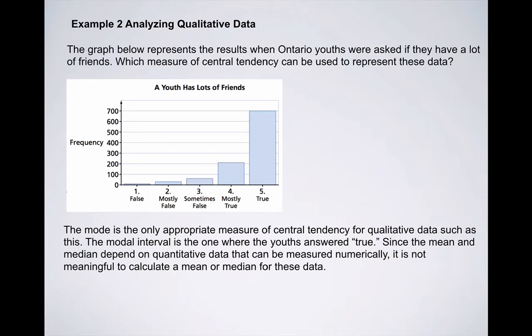And so the mode here would be true, because most of the Ontario youths said that they had a lot of friends. The median and the mean depend on quantitative data that can be measured numerically, which isn't the case here. So it's not meaningful to calculate the mean or the median of this data, because again, this would be qualitative data. So we don't want to use mean and median for that kind of variable.